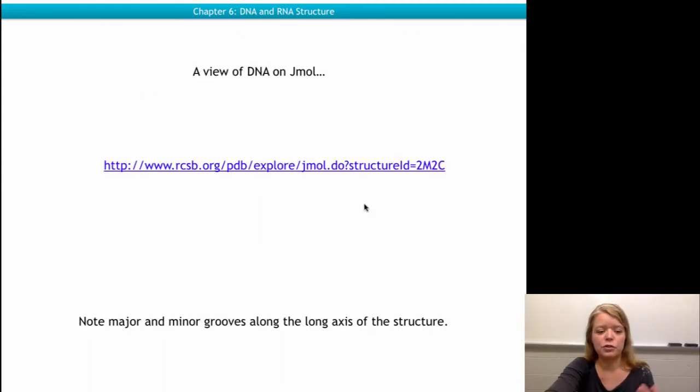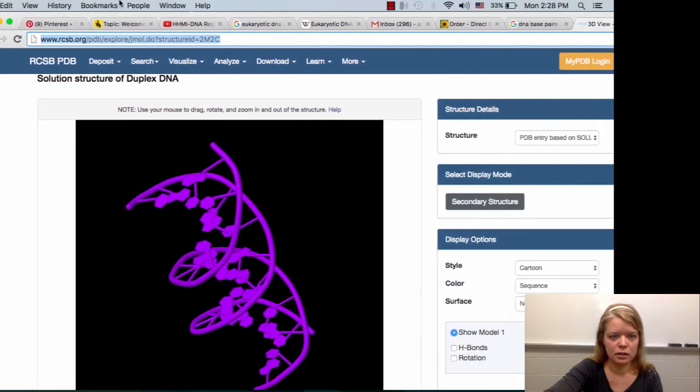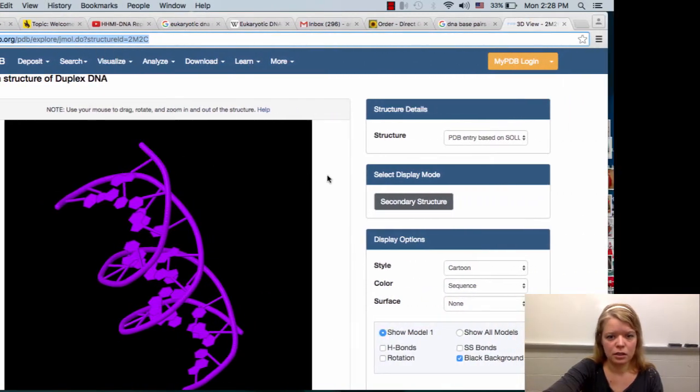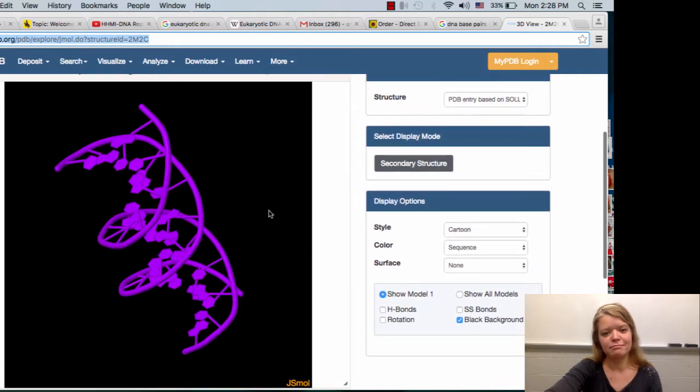Here, I wanted to show you the actual three-dimensional structure of DNA on JMOL. Just a second. So as you guys see here, in bright purple, is the short stretch of a double-stranded DNA helix.